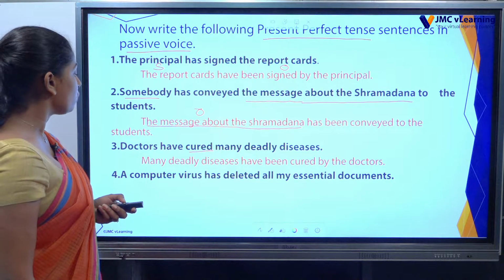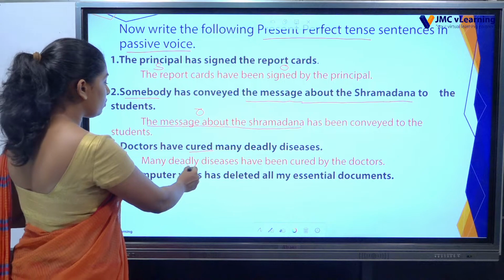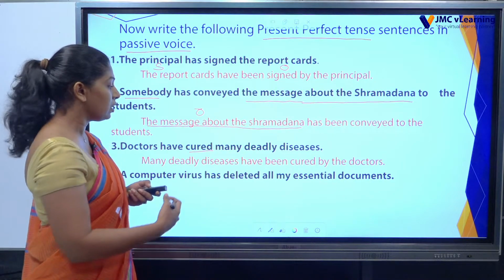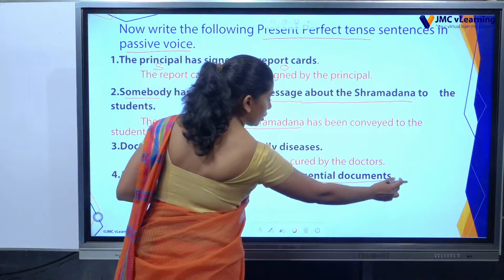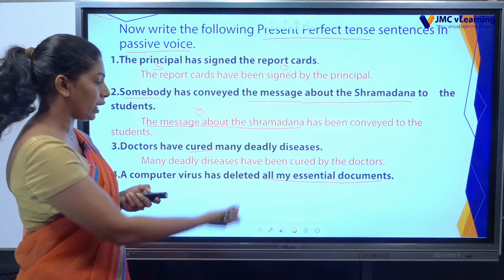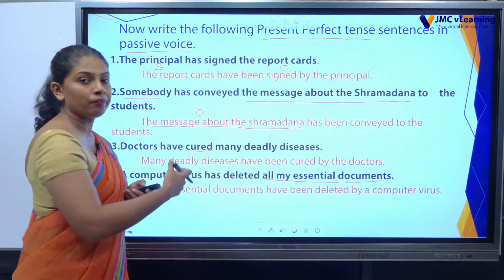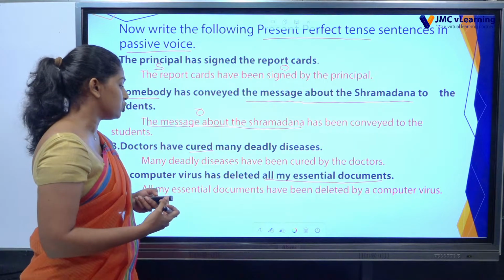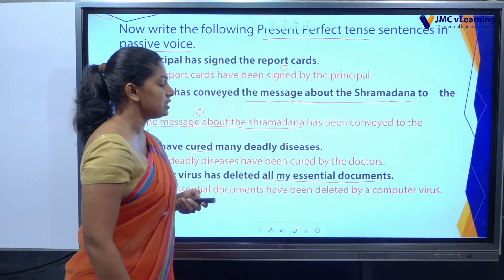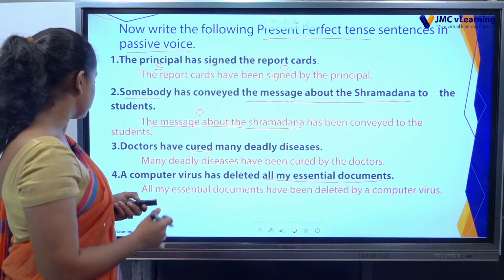Fourth one. A computer virus has deleted all my essential documents. A computer virus has deleted what? All my essential documents. That whole part is the object here. So we have to take it first. Then we can write all my essential documents. So that is the object. All my essential documents is plural, so have been deleted. The verb in past participle is deleted, by a computer virus. So that is how we can make this sentence.